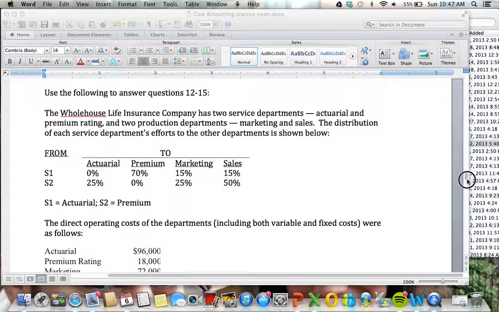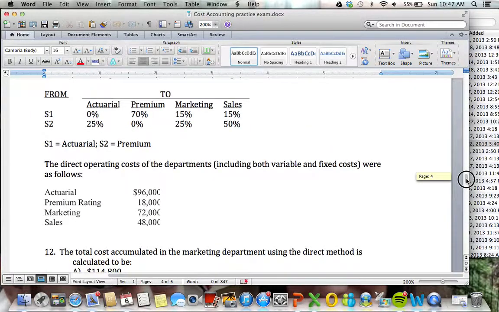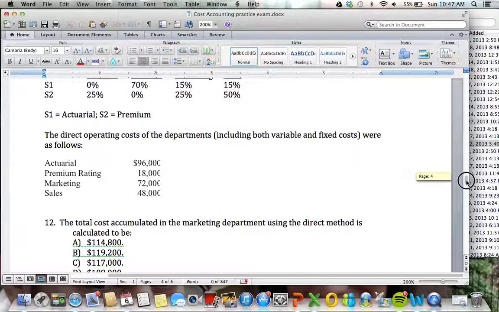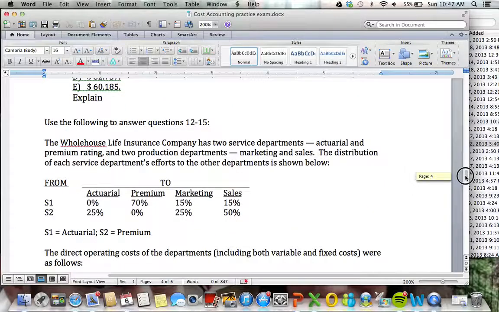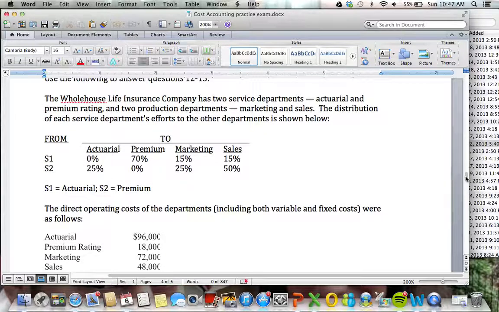And the direct operating cost of the departments, including both variable and fixed costs, were as follows. And we see what the numbers are here. And the first question asked, what's the total cost accumulated in the marketing department using the direct method? Okay? So now, I just want to go over first a quick review on allocation to departments and what we've been doing here.